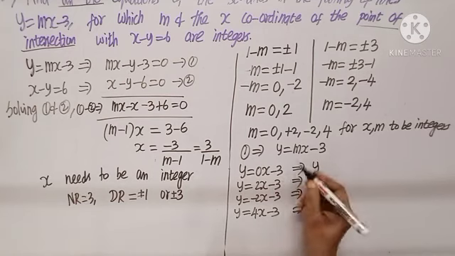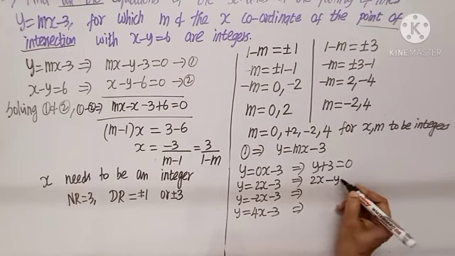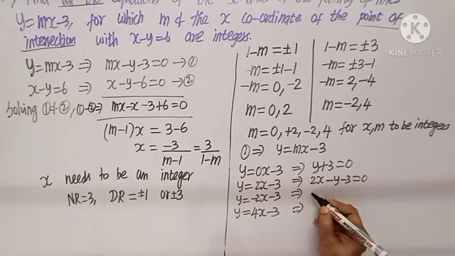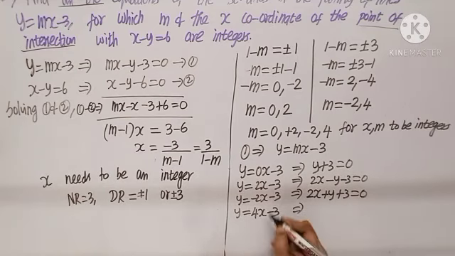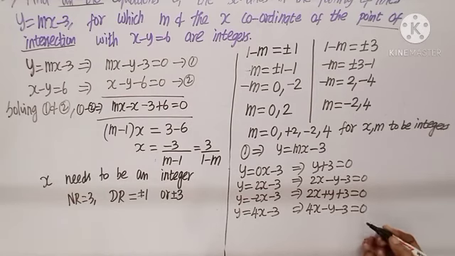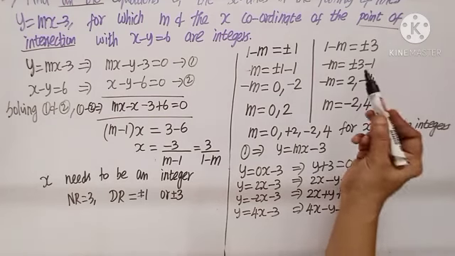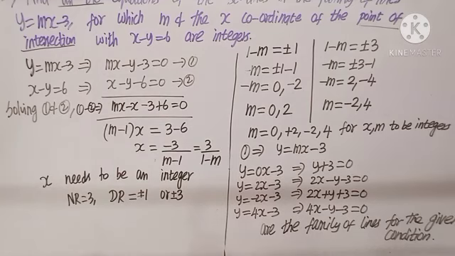y plus 3 equal to 0. 2x minus y minus 3 is 0. I can bring it to the left. 2x plus y plus 3 is 0. Bring y to the right. 4x minus y minus 3 equal to 0. So these are the family of lines which satisfy the given condition. Hence the problem.